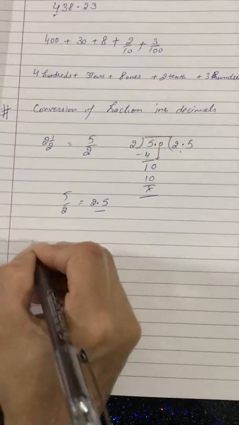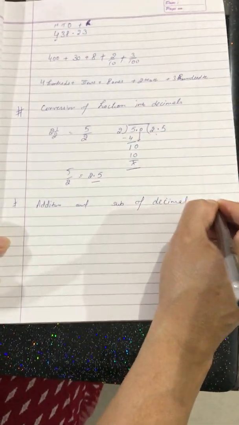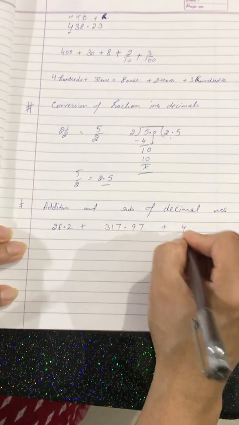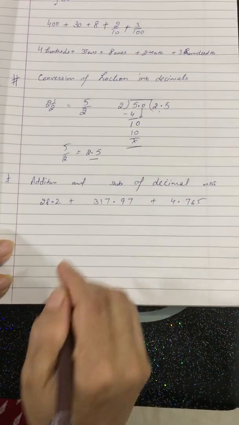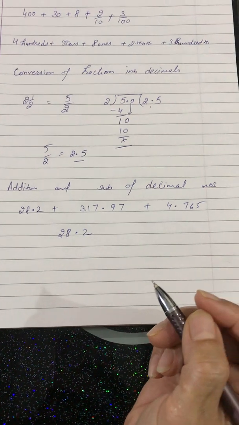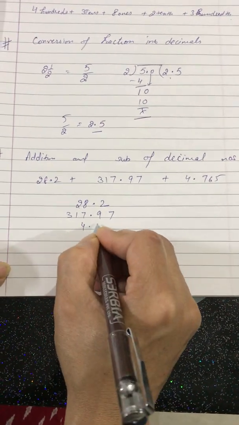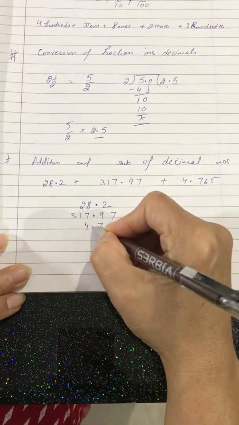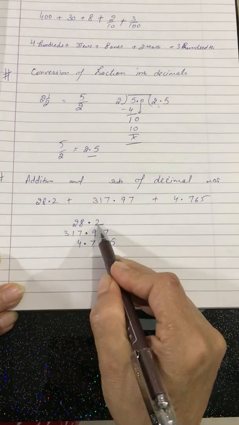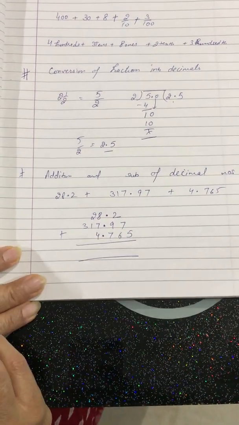The next is addition and subtraction of decimals. When we do the addition of decimal numbers, the main point that you have to remember is that when you write the numbers in vertical form before doing the addition, you have to keep the places very carefully. The decimal should follow the decimal in every number. The ones place should follow the ones place, hundreds place the hundreds place, tenths place the tenths place, and the hundredths place the hundredths place, and the thousandths place. Now you can do this addition sum.